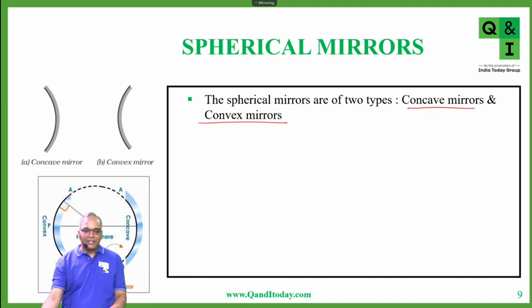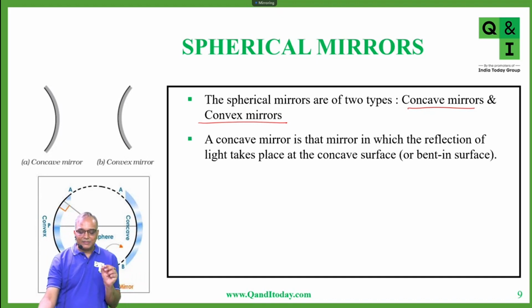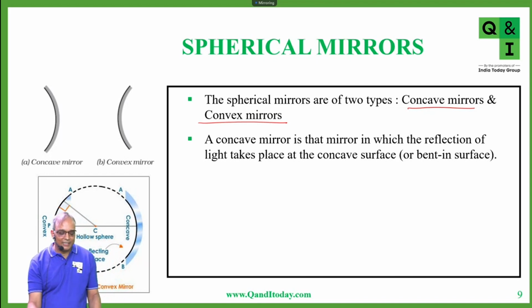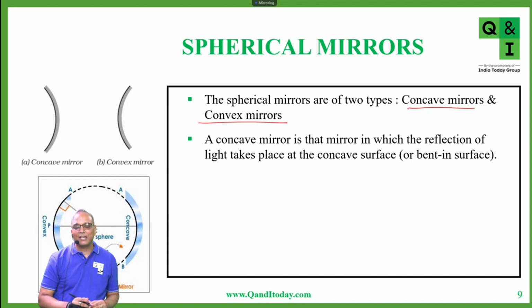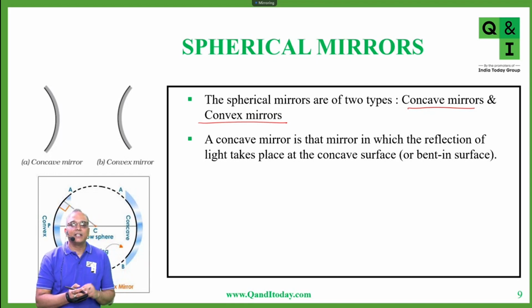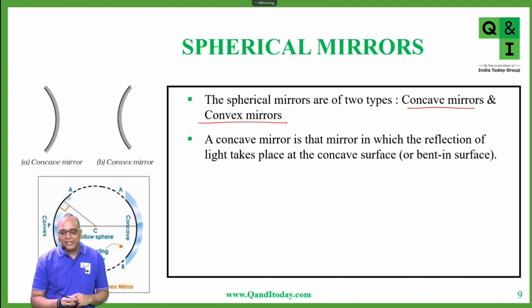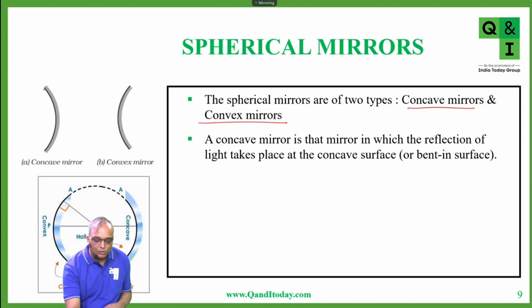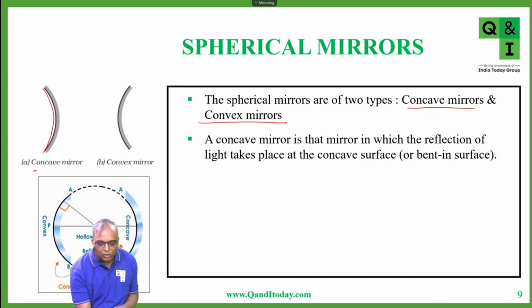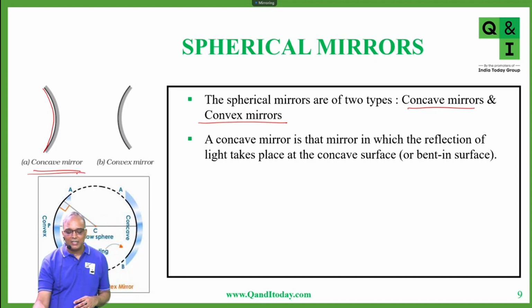Now in this figure, if you see, this is a part of a sphere, and the center of that sphere is specifically named the center of curvature. The mirror is a part of a sphere, right? The center of that sphere is called the center of curvature. So a concave mirror is that mirror in which the reflection of light takes place at the concave surface. So this is the concave surface. So reflection takes place at this concave surface, and that's why it is called a concave mirror.